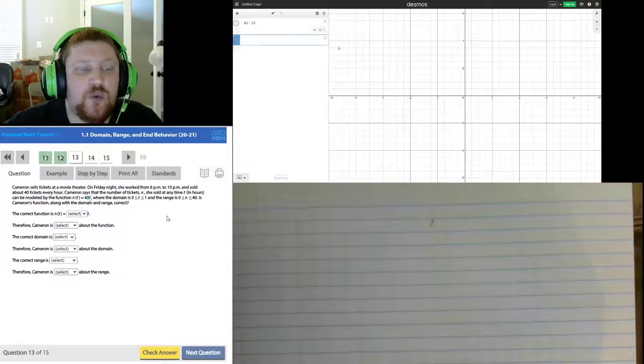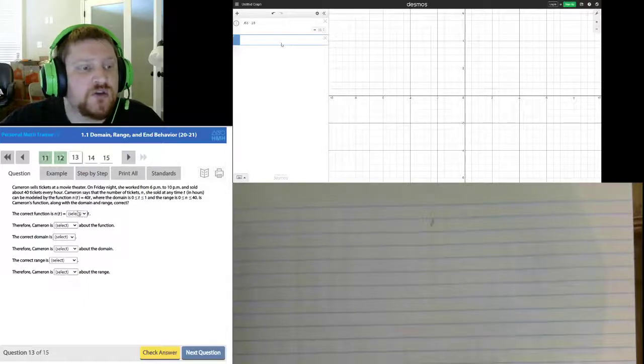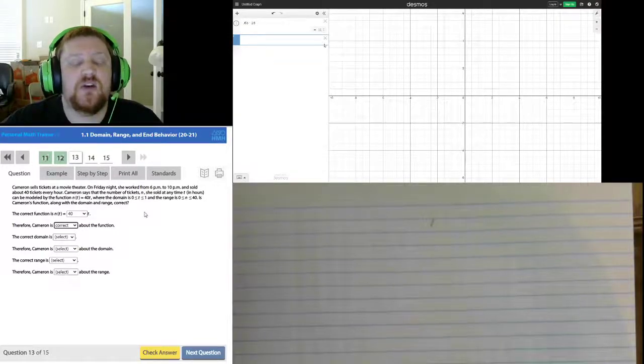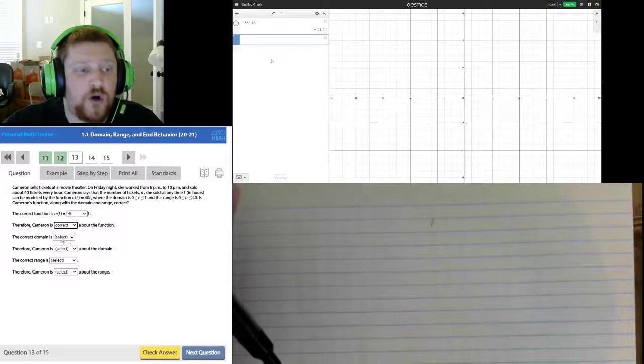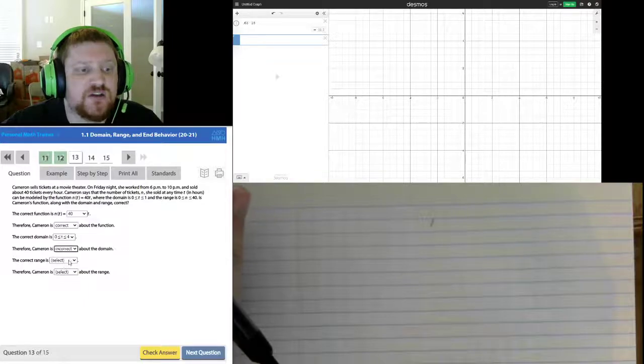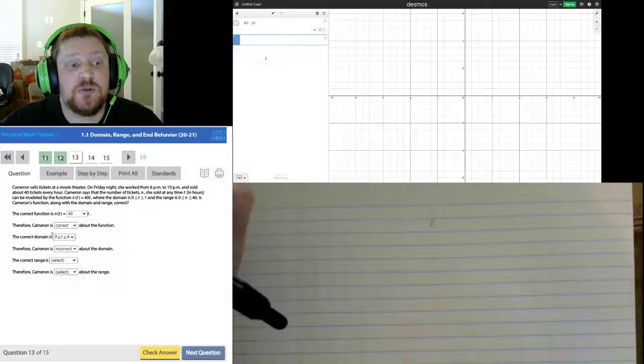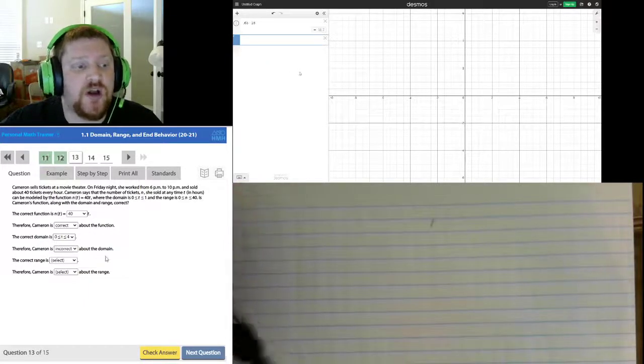However, this function where she says if she sold 40 tickets every hour, then 40 times the number of hours she worked should be the number of tickets that she sold. So correct function is 40 times t, so she is correct about the function. The correct domain we just said though was 0 to 4, so she's incorrect about the domain. Again, your numbers may be different. She might have been right about the domain in your question.